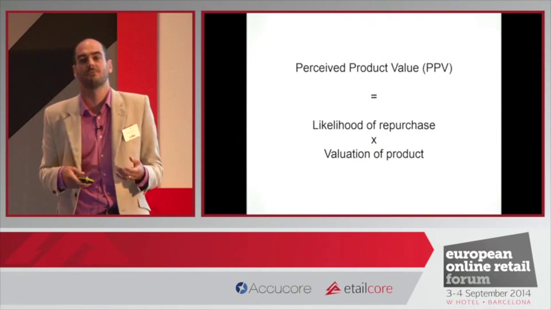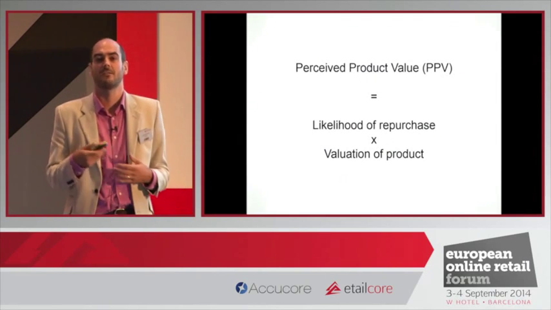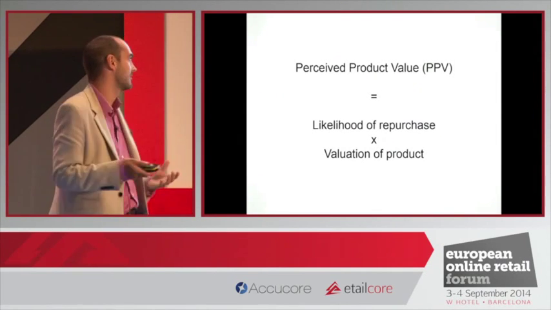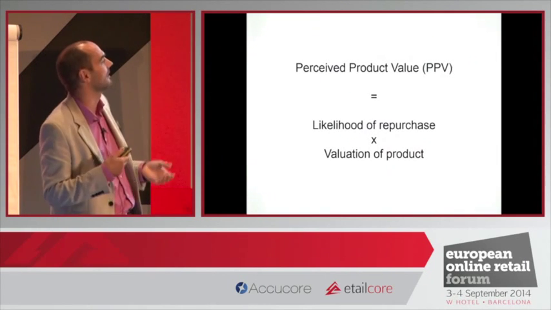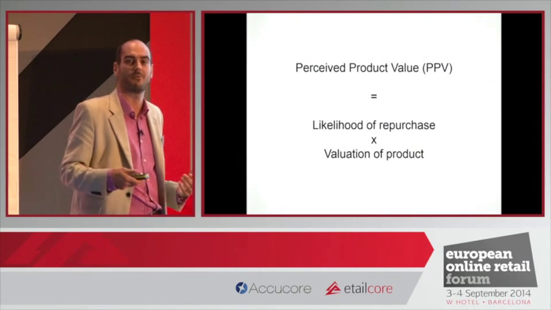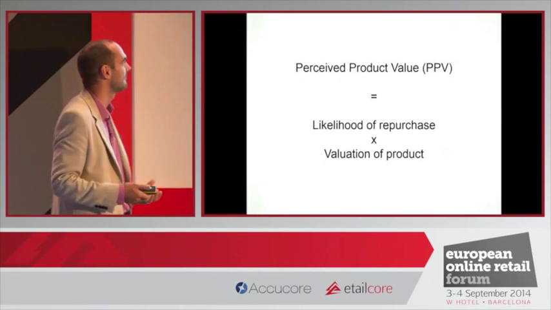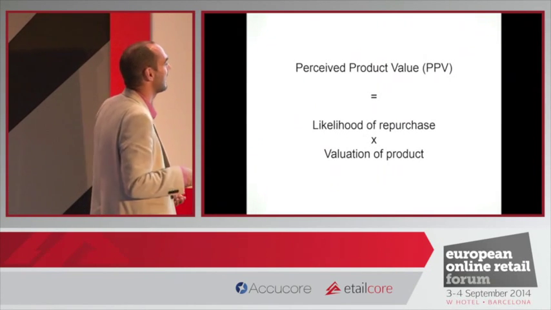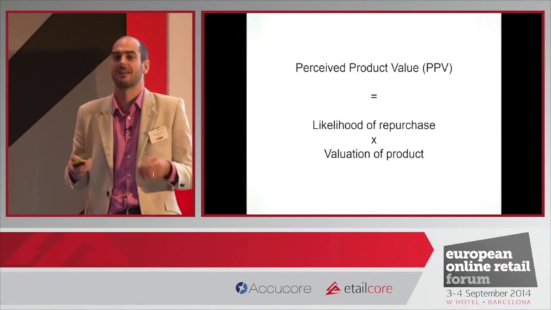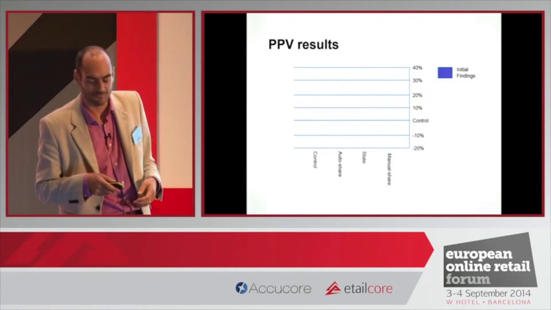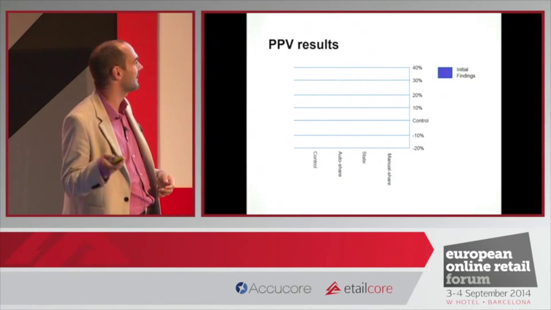And we asked them to carry out these actions and then rate the flapjack for us. Now, the rating, we called it perceived product value, PPV. And that was the likelihood of a repurchase, so how much people thought they were going to buy that flapjack again up at the staff canteen, and how much they valued the product. So we took those two together and we used that as our main metric. And the results, the initial findings.